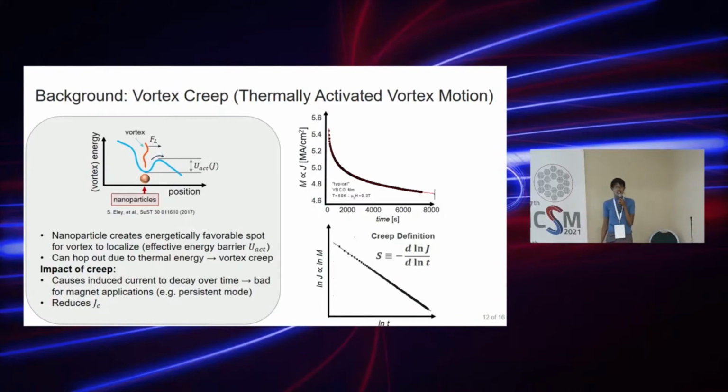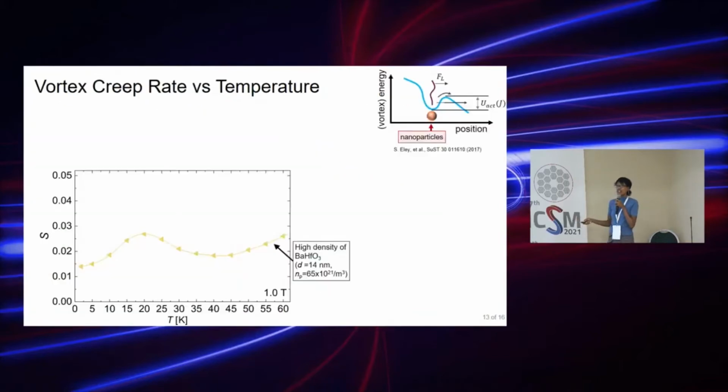The magnetization is proportional to the persistent current. We can extract the current using the Bean model. Then if you plot this on a log-log plot, we see linear behavior, such that to first order, the decay is power law. The creep rate is parameterized by S and is defined as the logarithmic derivative of J versus time. So then we can extract creep from the slope. We repeat these measurements at various temperatures and fields. And then we can create a plot like this, showing creep versus temperature at a fixed field.